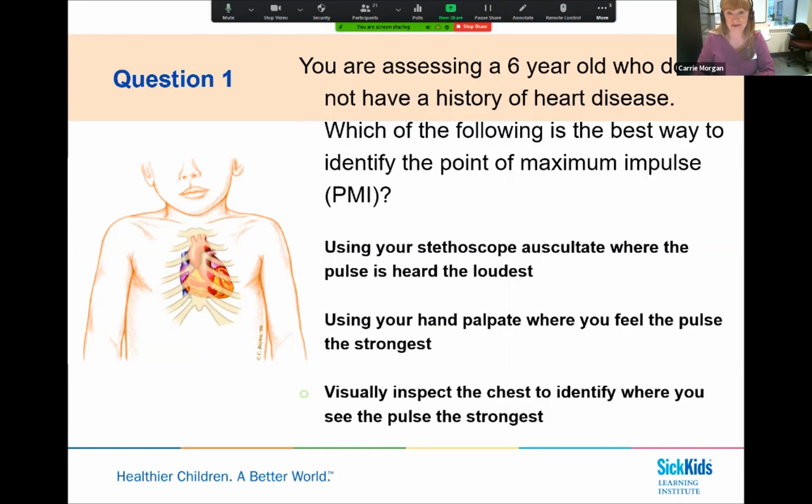So for the first question, assessing the point of maximum impulse, it looks like 50%, the majority, feels that it's using a stethoscope. Certainly, when you're listening to the apical pulse, you use your stethoscope. Technically, when you're identifying the point of maximum impulse, it's palpating. So the correct response is using your hand where you feel the pulse the strongest.